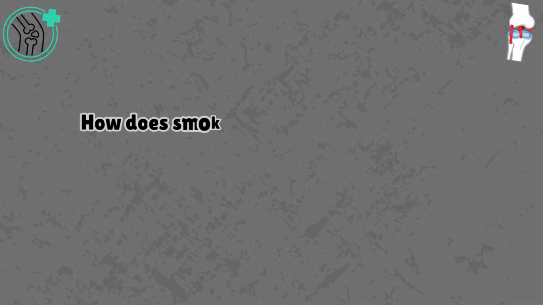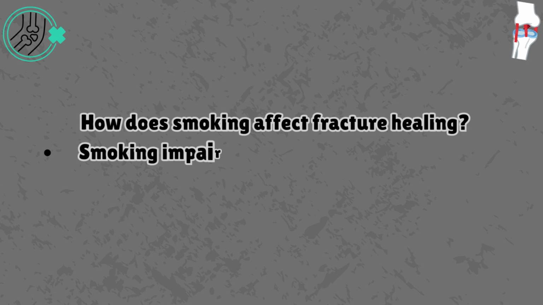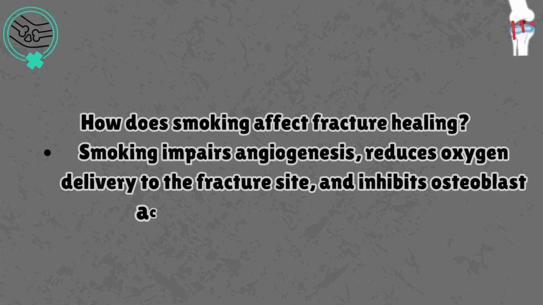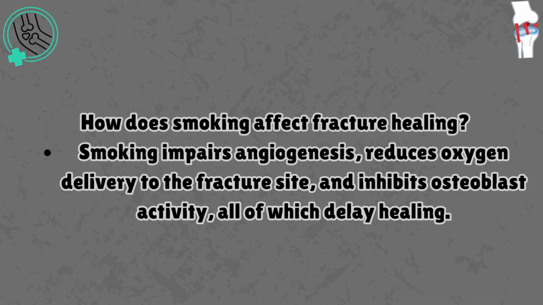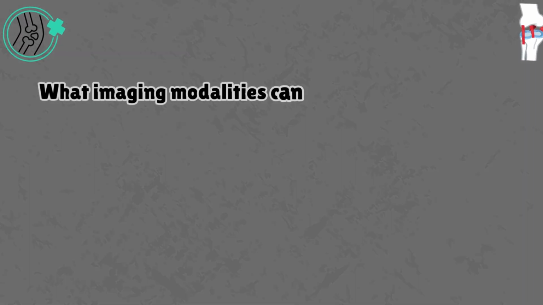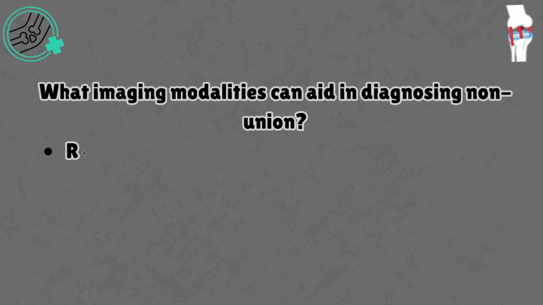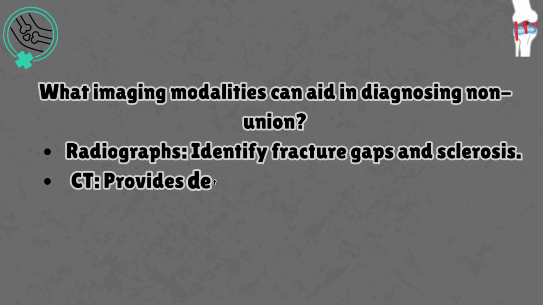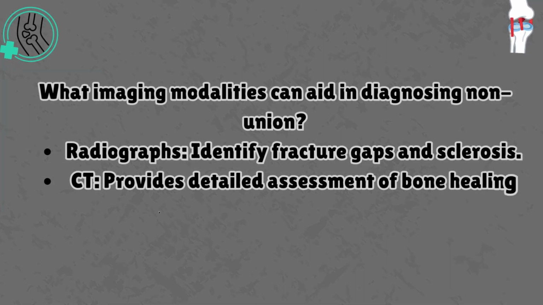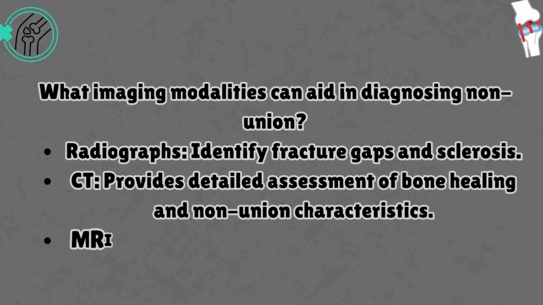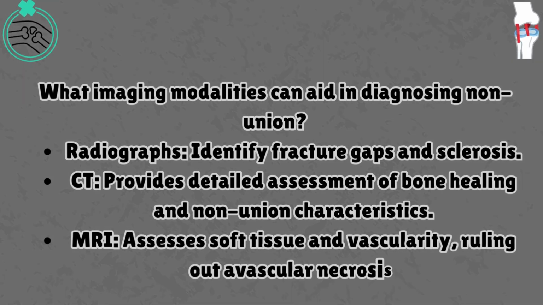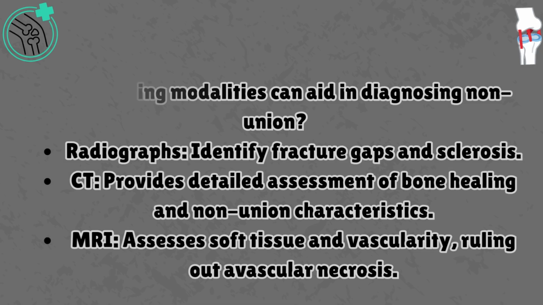How does smoking affect fracture healing? Smoking impairs angiogenesis, reduces oxygen delivery to the fracture site, and inhibits osteoblast activity, all of which delay healing. What imaging modalities can aid in diagnosing non-union? Radiographs identify fracture gaps and sclerosis. CT provides detailed assessment of bone healing and non-union characteristics. MRI assesses soft tissue and vascularity, ruling out avascular necrosis.